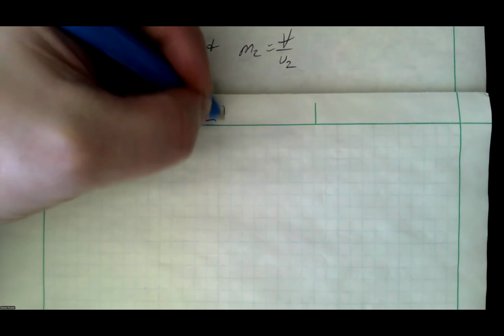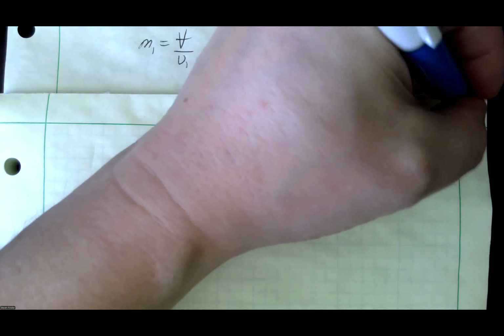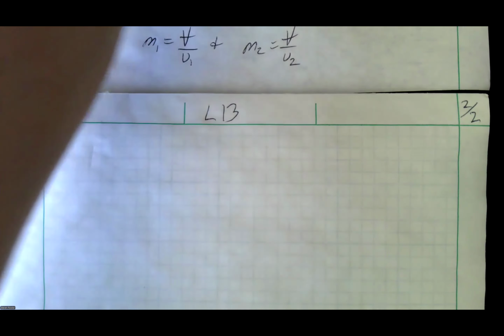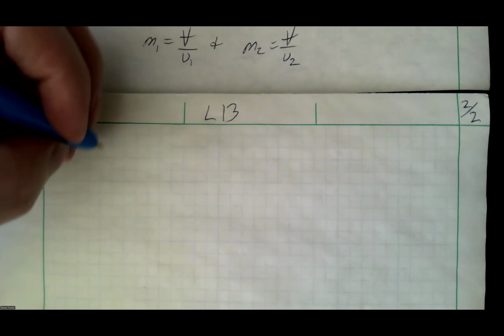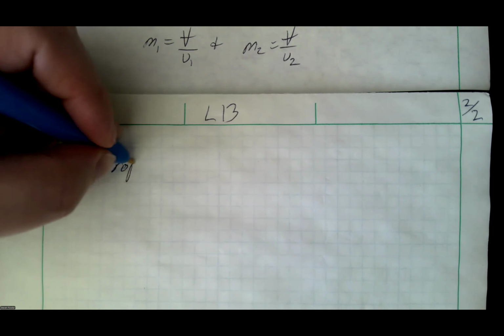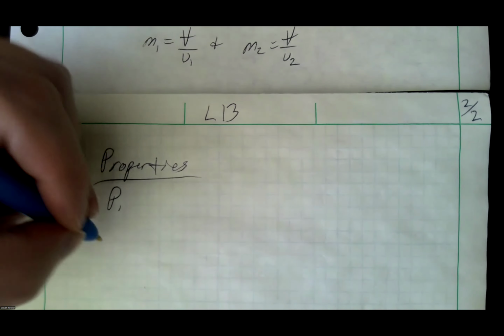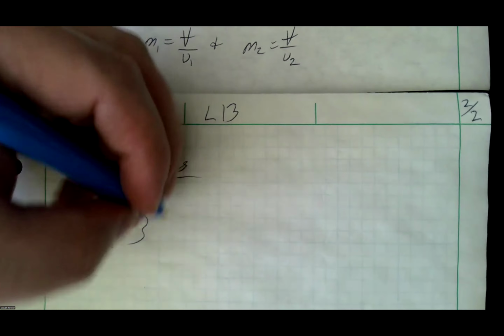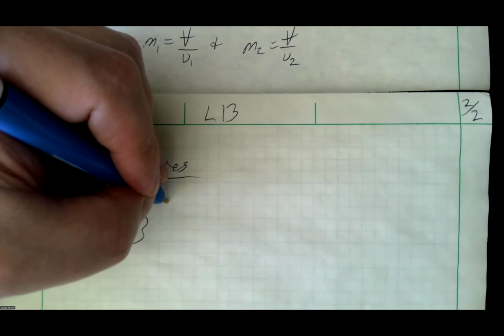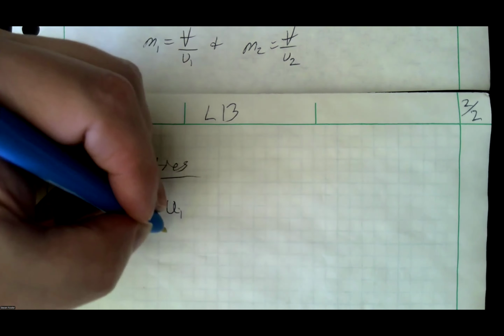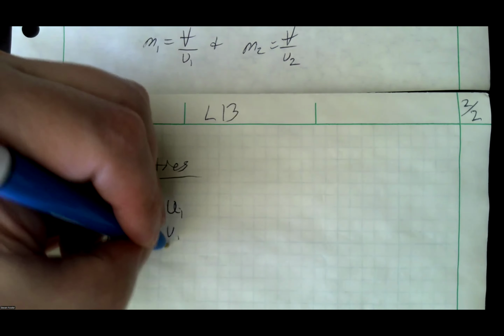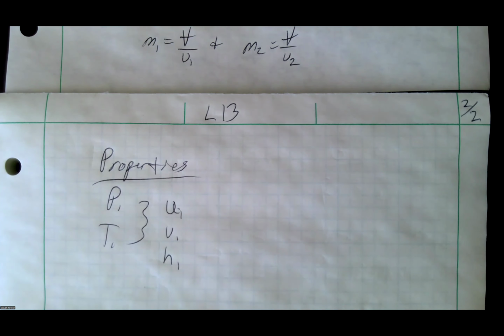This is L13, page 2. This is going to be page 2 of 2. Put 2 up here so I keep track of these. So again, at this point, what you would need to do is go find your properties. Given P1 and T1, I should be able to find U1, V1, and let's go ahead and find H1 because we don't know whether we're going to use H1 or H2. So let's go look at that.